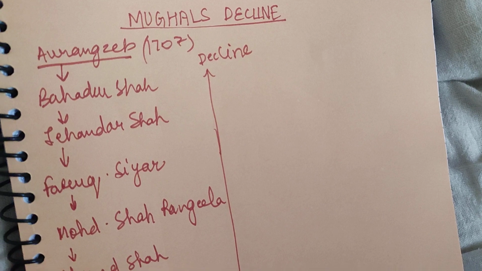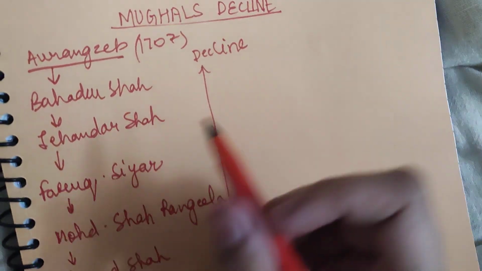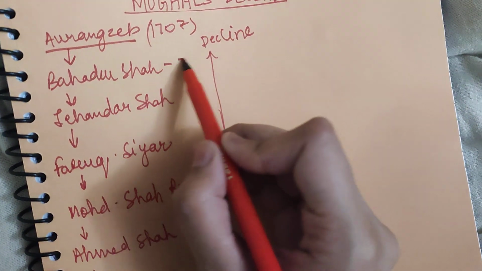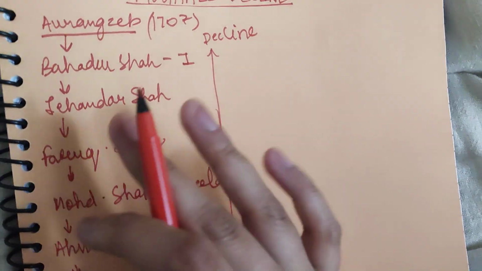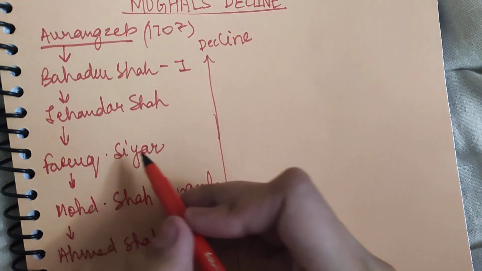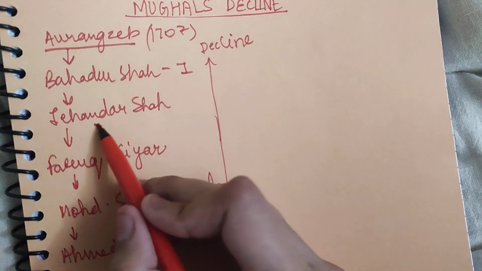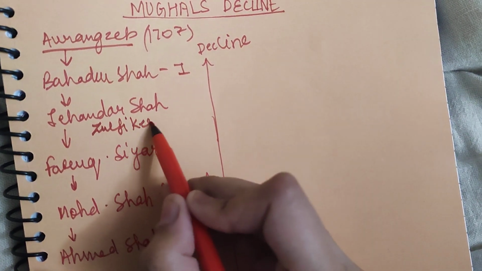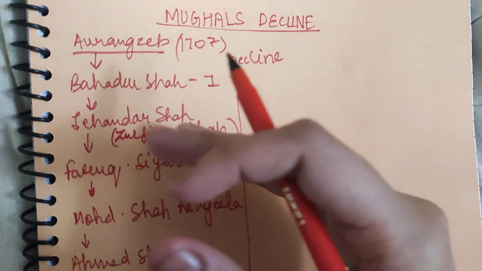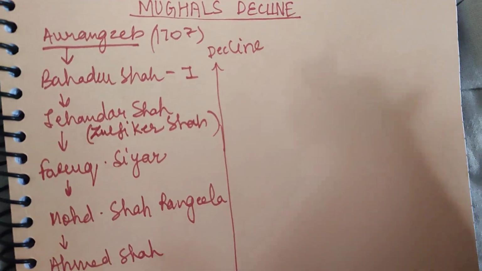Now, after the death of Bahadur Shah, here we have Bahadur Shah I, then we have Jahandar Shah, Farooq Siyar, all of them are there. Jahandar Shah was very weak and ineffective, and he had his wazir, who was called Zulfikar Shah. He was the one who practiced influence and dominance over Jahandar Shah, because he himself was very weak.